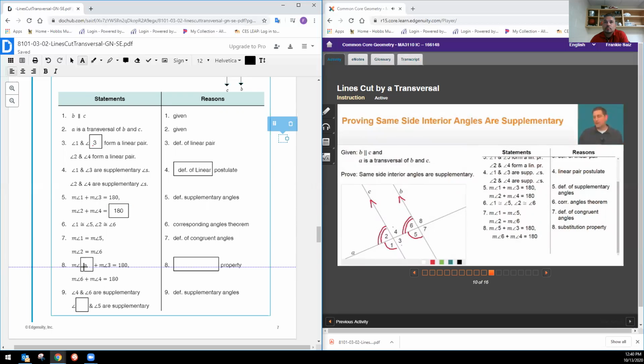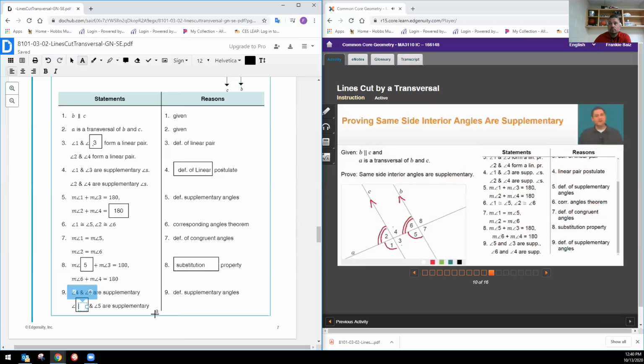And since we have two angles that add up to 180 degrees, what do we know about them? We know they are supplementary. Once again, that same definition of supplementary angles helps us out. So I've now proven that same side interior angles are supplementary. In fact, we can also state based on this that same side exterior angles would be supplementary as well.